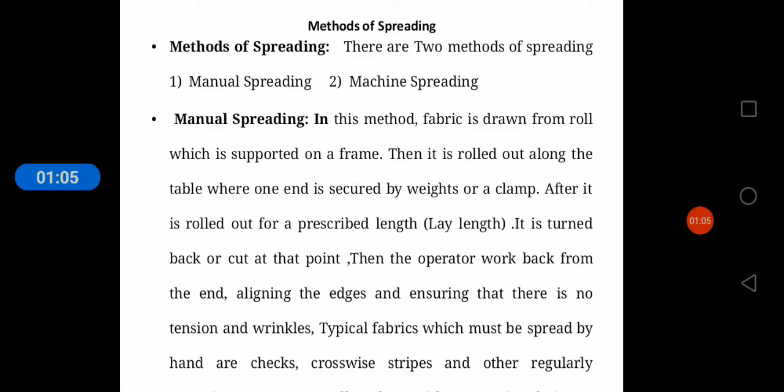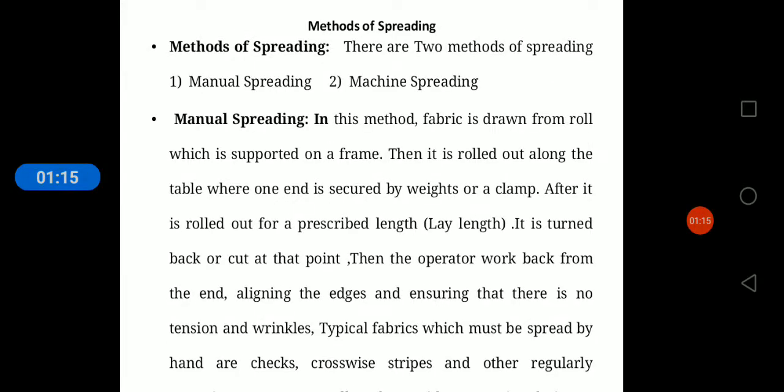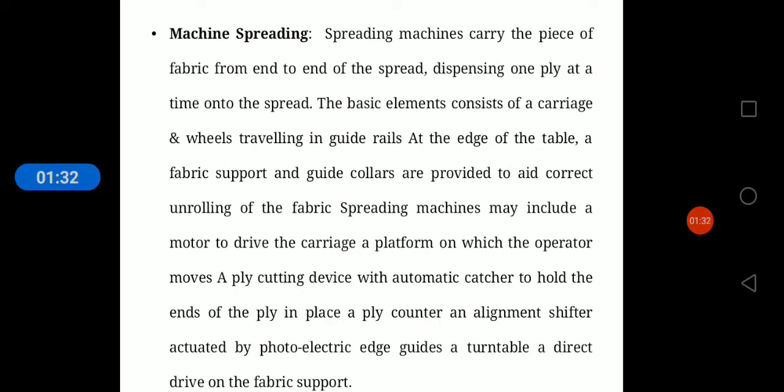Typical fabrics which must be spread by hand are checks, crosswise stripes and other irregularities of the fabric. So manual spreading is nothing but laying one by one and cutting back to back at the point, aligning edges. Wrinkles and tensions are very unfavorable for marker making or cutting.